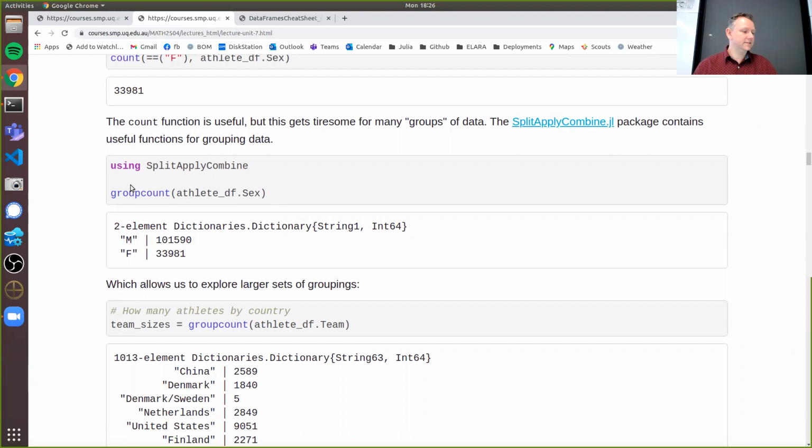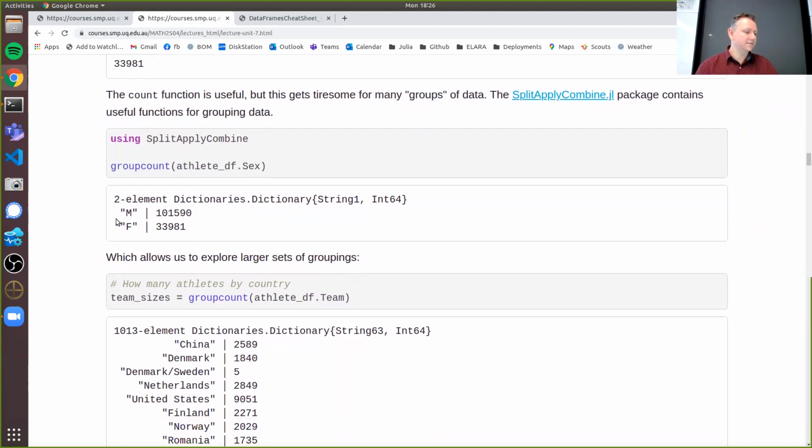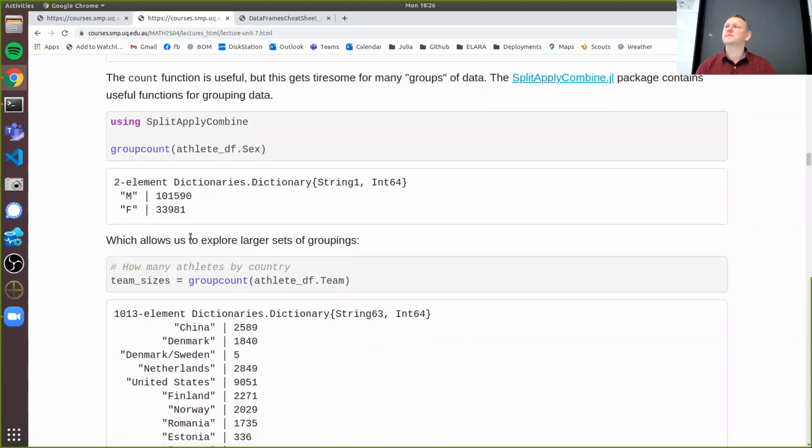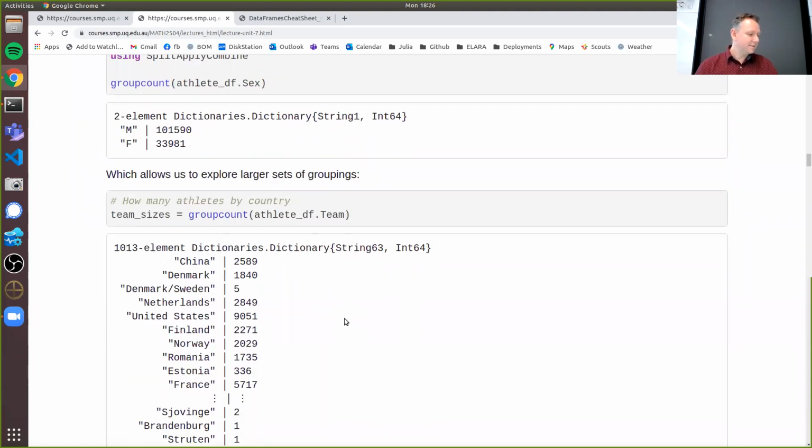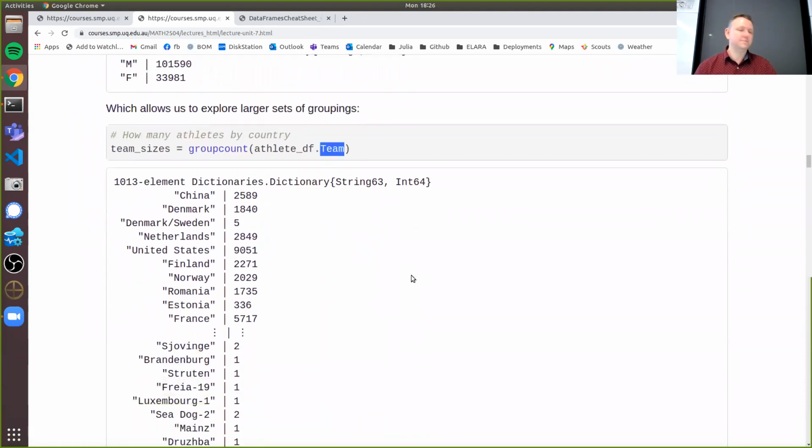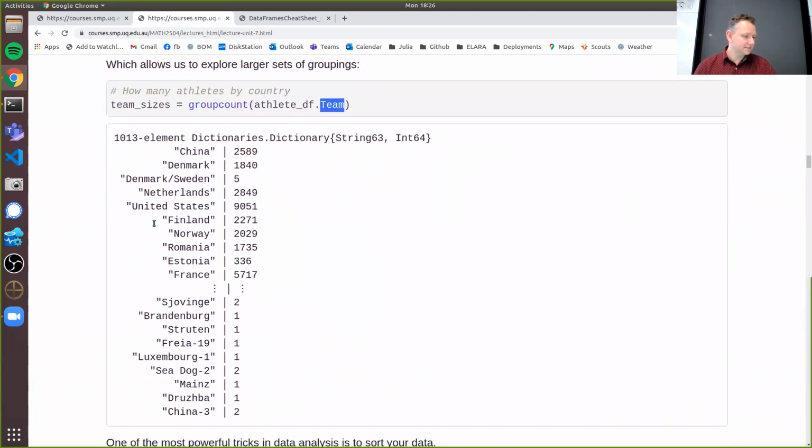So here you have this function called group count. There's a more general group function which does more general things, and you can group by this column, and it will immediately tell you how many M's and F's there were, how many males and females. But we can group by the team, which is the country in this case, and we can see all these different teams. It's sort of a dictionary going from country name to the number of elements.